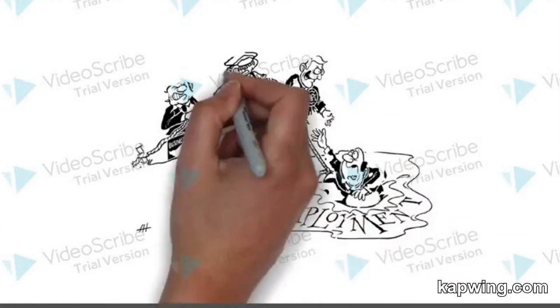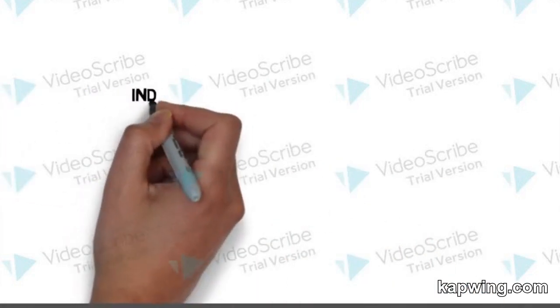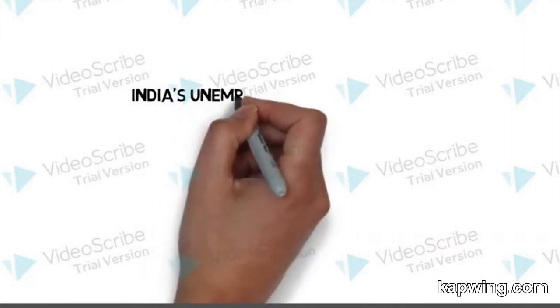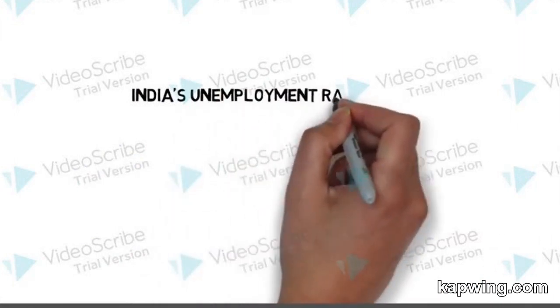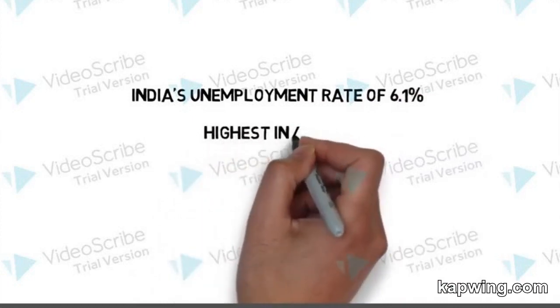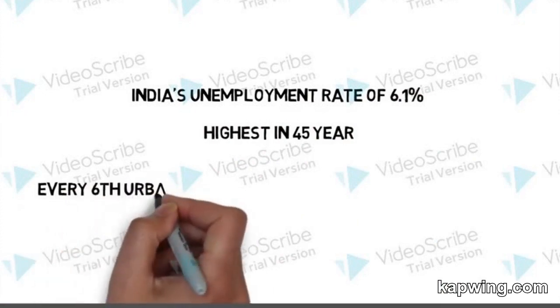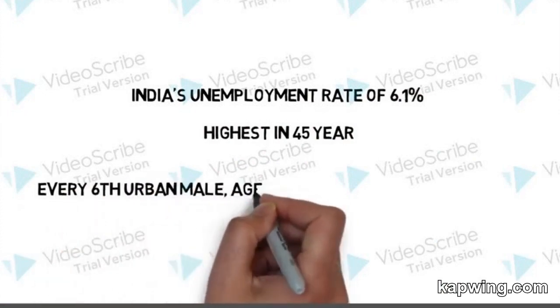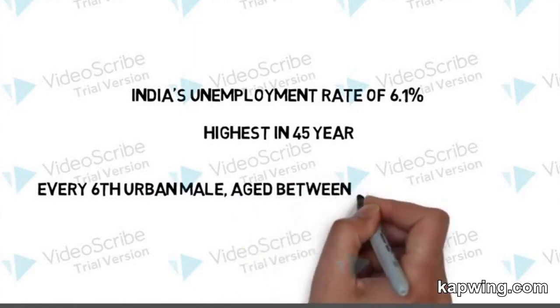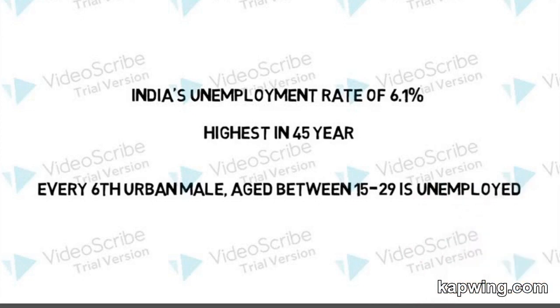A Business Standard article recently claimed that India's unemployment rate of 6.1% is at a 45-year high according to an NSSO survey. As the unemployment rate breaches a 4-decade high figure, it is the urban youth who suffer the most. According to the government's periodic labor force survey, every sixth urban male youth aged between 15 to 29 was unemployed. Quite naturally, such a situation acts as a drag on India's economic growth and entails negative consequences for society as a whole.